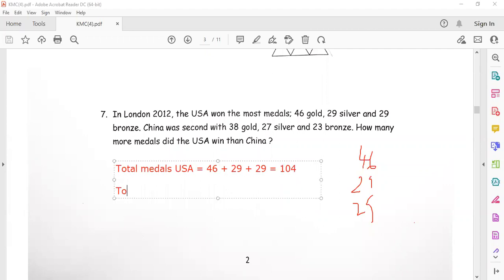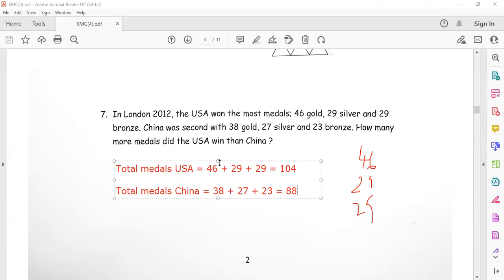You've got to do the same for China. Total medals for China would be, how many did the fella get? 38 plus 27 plus 23, right? Okay, 27 and 23 is 50, right? 50 plus 38 would be 88. So double check, okay? Do a standard written method just to make sure you don't make any careless mistakes, and make sure you put in the numbers correctly.